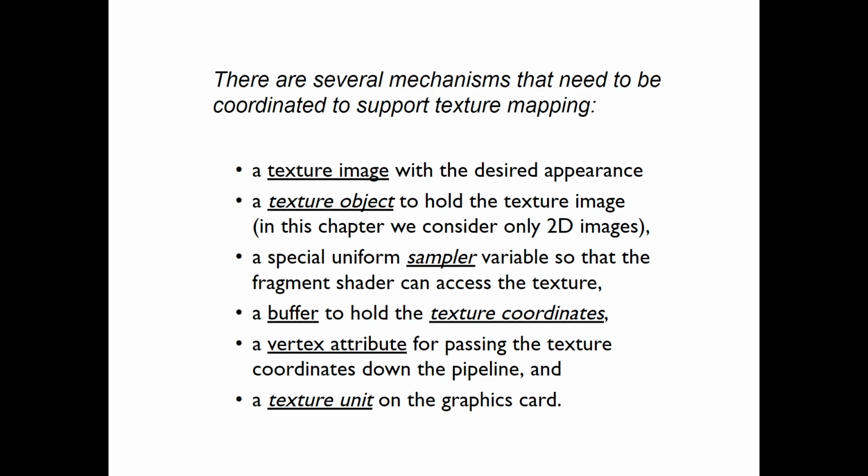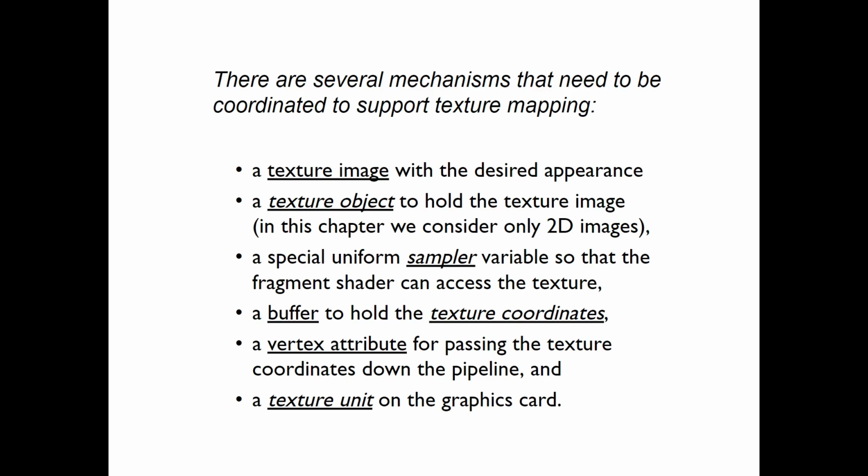You need to have a texture image, which holds the desired appearance. It might be a PNG or a bitmap, or just a raw set of arrays in memory. A texture object that holds the texture image. For now, in this part of things, we're going to consider only 2D images. Most of the time, that's what we're dealing with. We can get into 3D textures as well, which we will in the future.